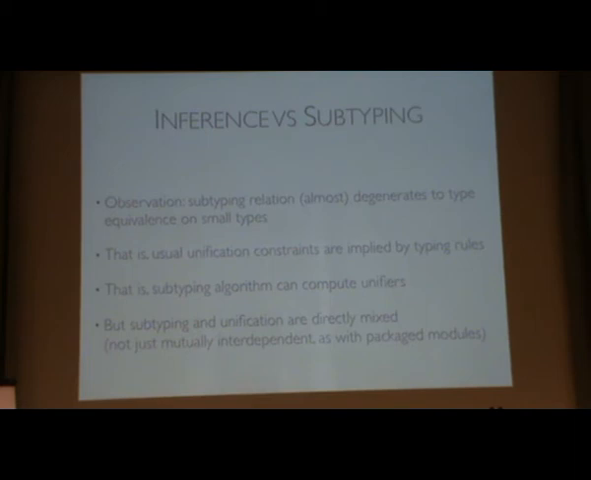So how does inference work here? The main observation is that when you look at the subtyping rules and you specialize them to small types, then they almost degenerate to type equivalence. Because most of what they are concerned with is what you do with quantifiers, how you substitute, and all that. And that just completely vanishes when you look at small types. There's one exception, of course, which we'll come back to in a minute. But that means that you can basically incorporate all the unification logic into your subtyping algorithm. It's a bit more complicated than before, but it works.